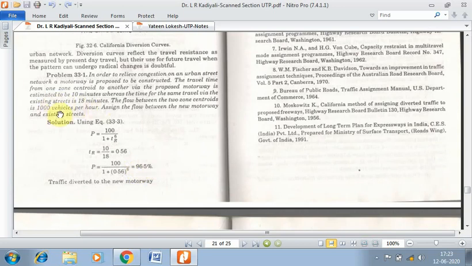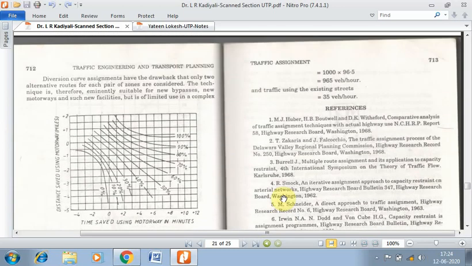What this number indicates is that 96.5% of 1000 vehicles are expected to get diverted to the new facility that you have proposed, right? In terms of number of vehicles, it would be around 965 vehicles per hour out of 1000 that will get diverted to the new facility. It might be an expressway or a motorway. The remaining 35 vehicles per hour will take the older facility. That is what it means, and that's how this diversion curve actually works.